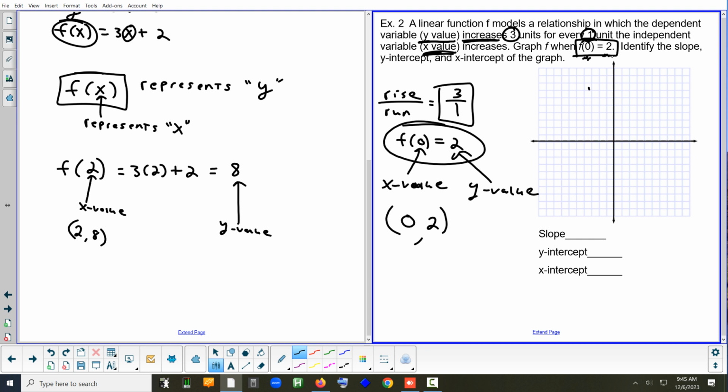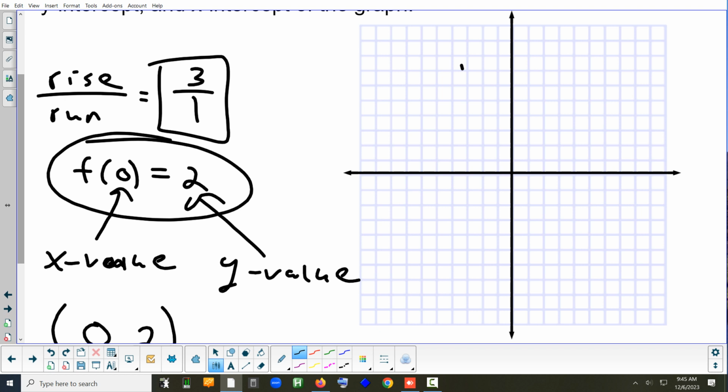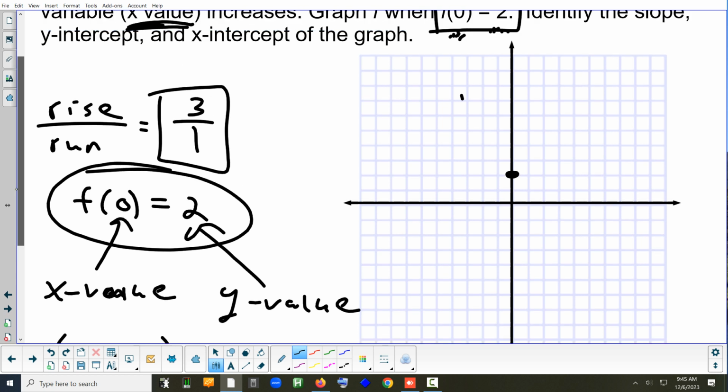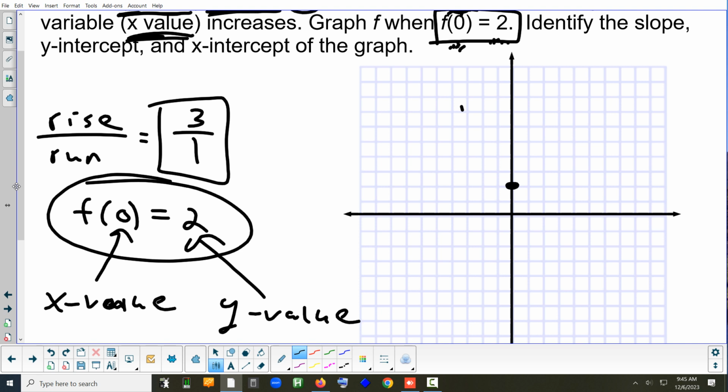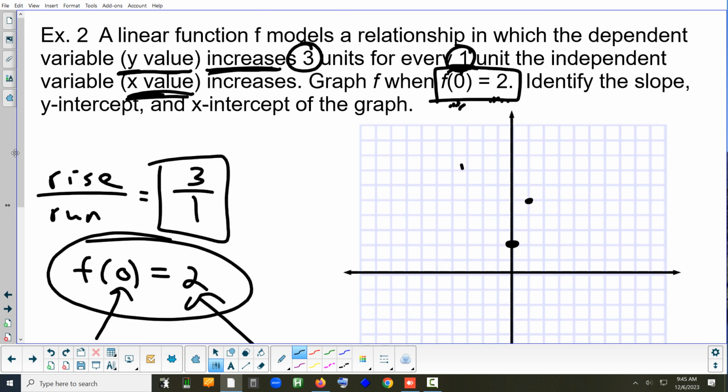How do you graph the coordinate 0, 2? You just go up 2. So there's your coordinate. And then your rise, you go 3 more up and then 1 to the right. Exactly. So it's exactly the same thing that we just did in the last 2 problems. They're just wording it a little different. The first part they're telling me is the slope, and then the last part that they're telling me right there, that is the y-intercept.